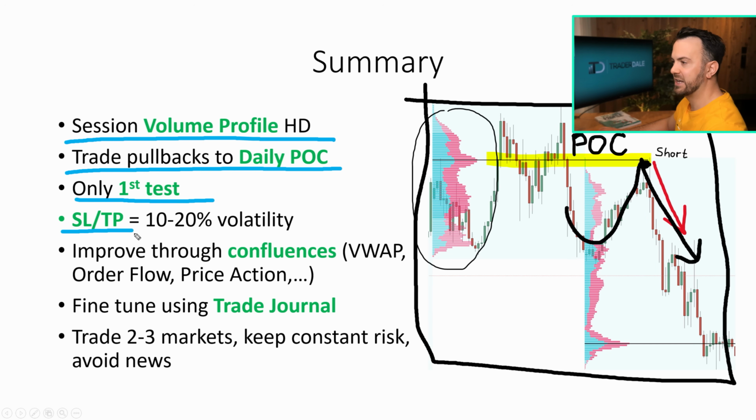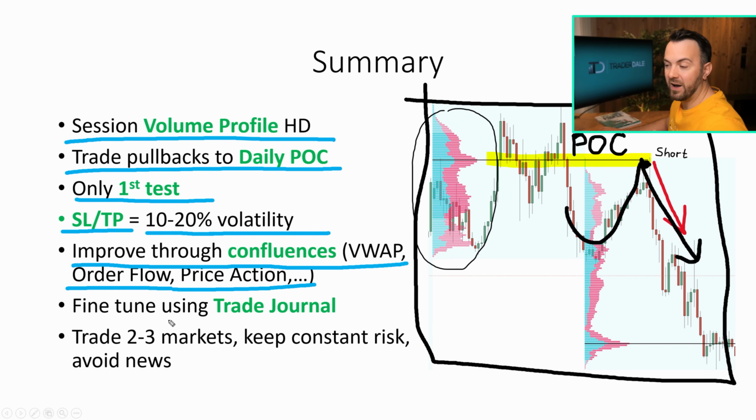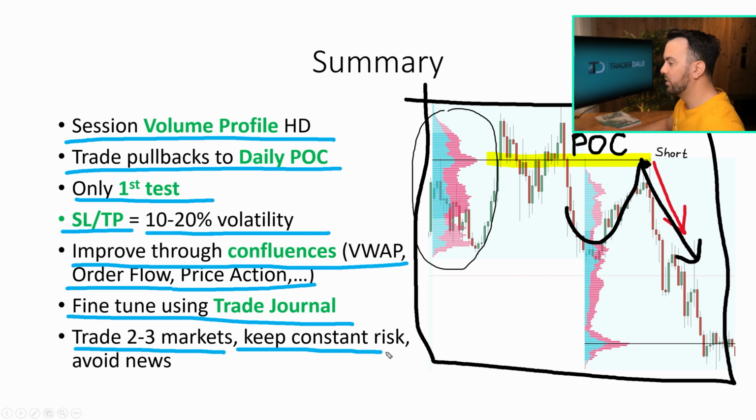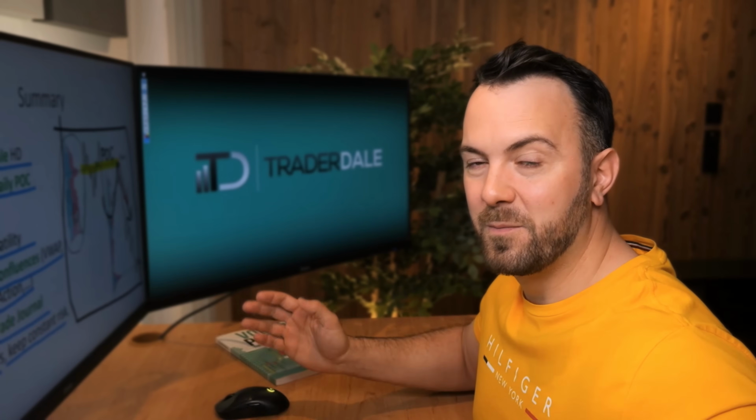The stop loss and take profit is between 10 and 20% of average daily volatility. The way to improve this strategy is through confluences like VWAP, order flow, or price action. You can fine-tune this even more using a trade journal, and you want to trade 2 to 3 markets. You want to keep constant risk and avoid trading during the news. Okay, so that's about it.